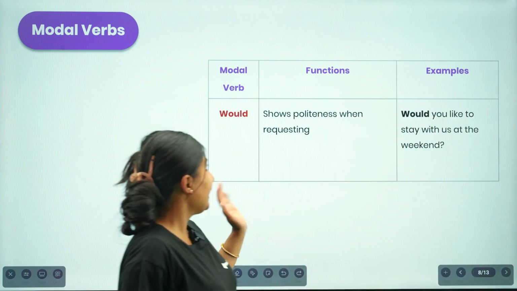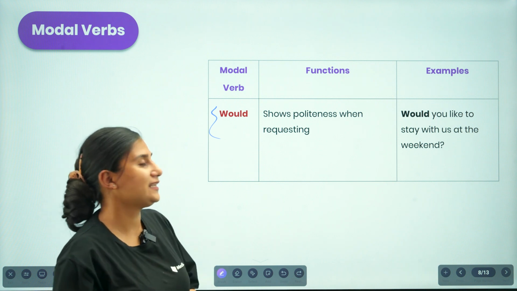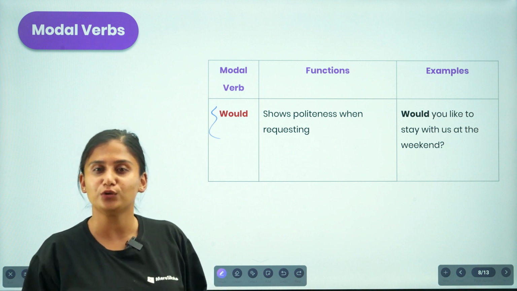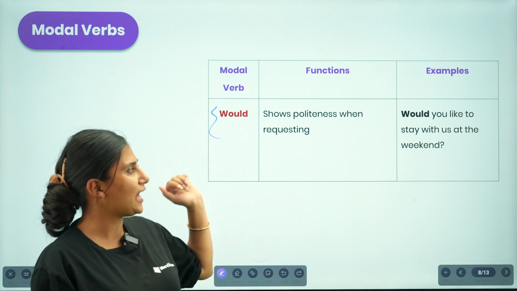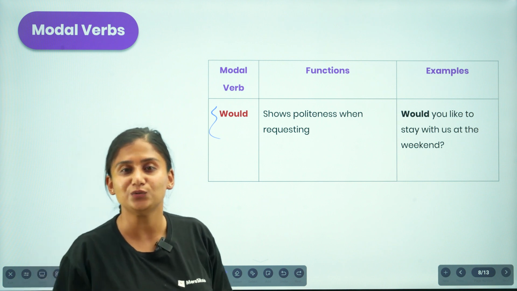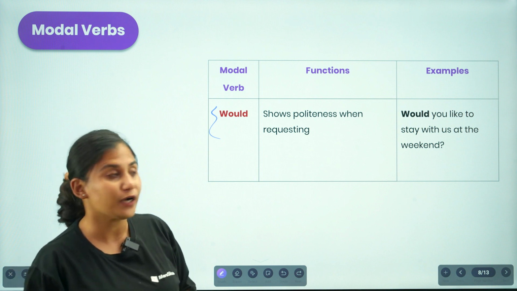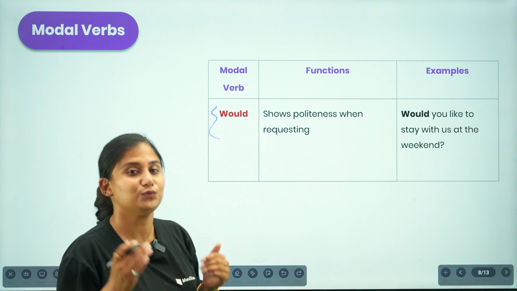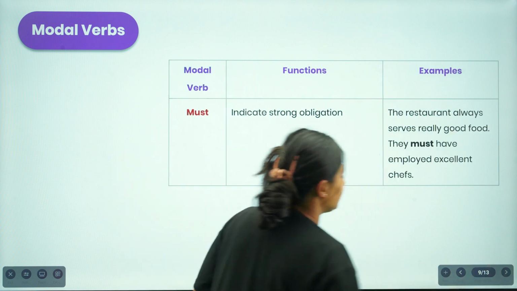So moving on to the next, that is would. We use would in order to show politeness when requesting. Whenever we are requesting something, in order to present our request in a more polite way, we are supposed to use would. For example, would you like to stay with us at the weekend? We are not asking you to be there with us at the weekend, but rather we are requesting in a very polite manner for you to stay with us. Would you like to stay? And then we will know your answer as well.